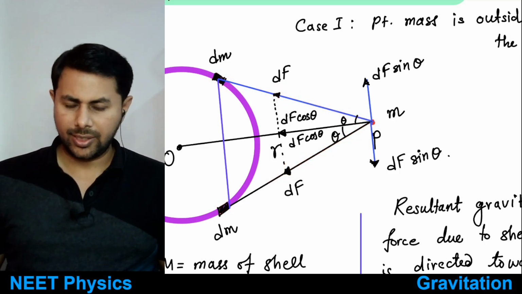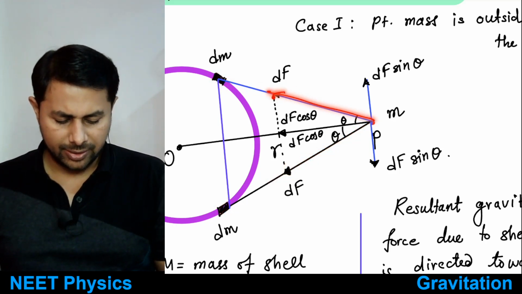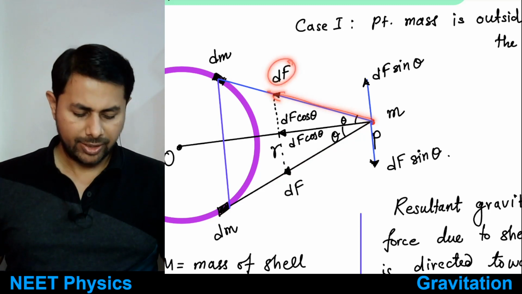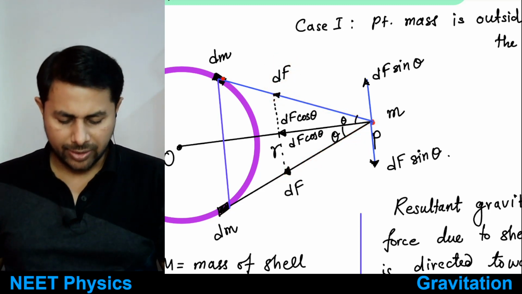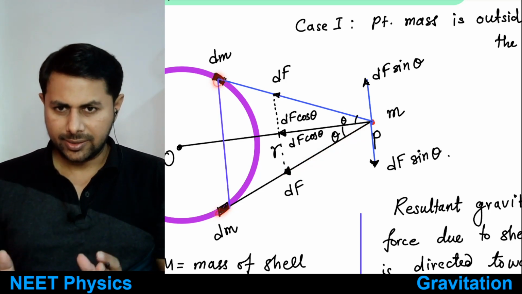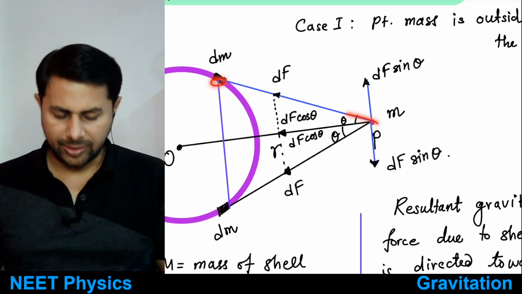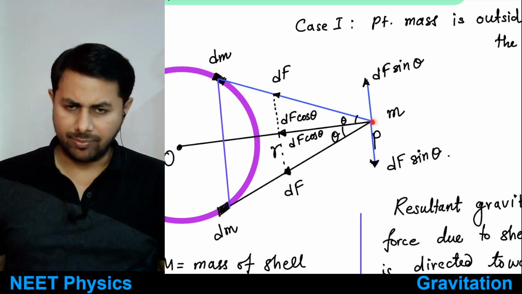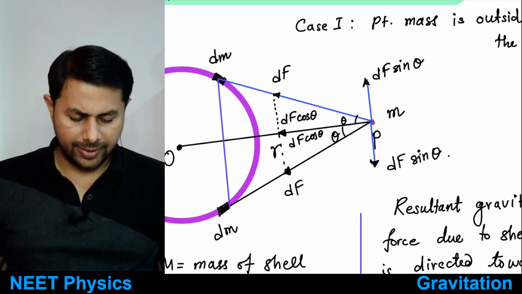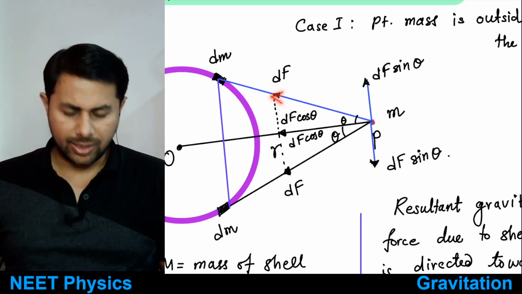Okay, so then the gravitational force due to this one is, suppose, dF, and the gravitational force due to this one is also dF, because we have considered two equal masses. So this one will attract m with some force, and this one will also attract m with the same force, and then you can resolve this force along two components.